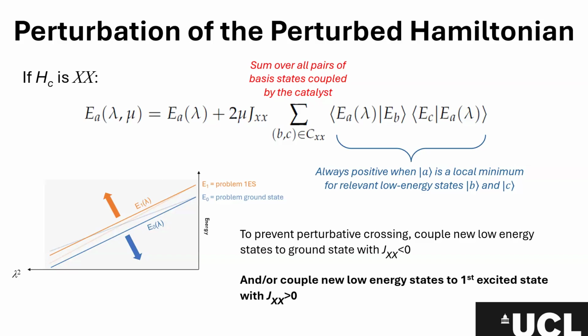If you're adding some new couplings to the ground state, you need to make sure that the sign of this interaction is negative, which pushes this blue line down. And or if you add new states which couple to the first excited state, you want this JXX term to be positive. So this gives us two distinct ways of trying to prevent this avoided level crossing from happening by coupling new states either to the ground state or to the first excited state.